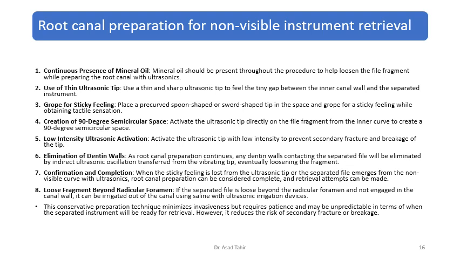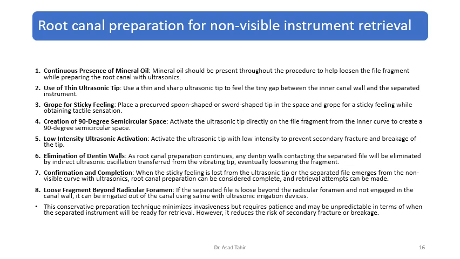Low-intensity ultrasonic activation. Activate the ultrasonic tip with low intensity to prevent secondary fracture and breakage of the tip. Elimination of dentin walls. As root canal preparation continues, any dentin walls contacting the separated file will be eliminated by indirect ultrasonic ablation transferred from the vibrating tip, eventually loosening the fragment. Confirmation and completion. When the sticky feeling is lost from the ultrasonic tip or the separated file emerges from the non-visible curve with ultrasonics, root canal preparation can be considered complete, and retrieval attempts can be made.